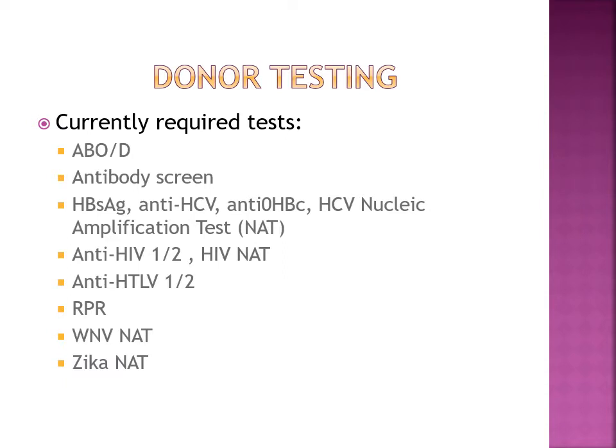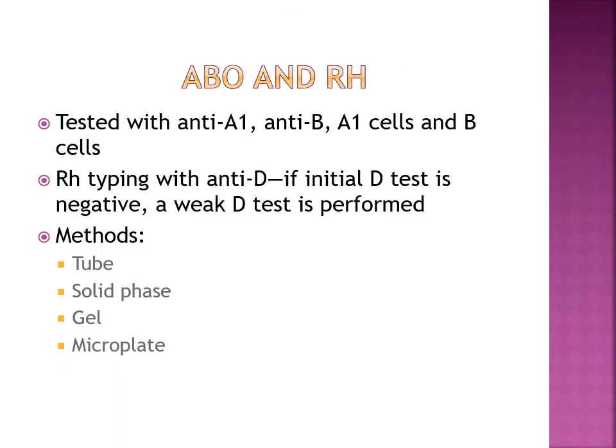An antibody screen is performed. Hepatitis B surface antigen, hepatitis C antibodies, hepatitis B core antibodies, HCV nucleic acid amplification testing, anti-HIV 1 and 2, HIV NAT, anti-HTLV 1 and 2, RPR, West Nile NAT, and the most recent one is Zika NAT testing.